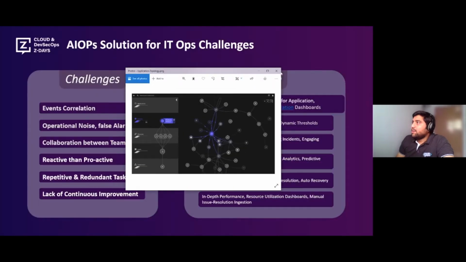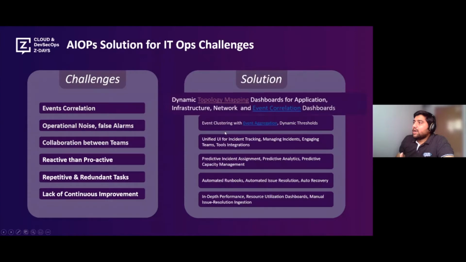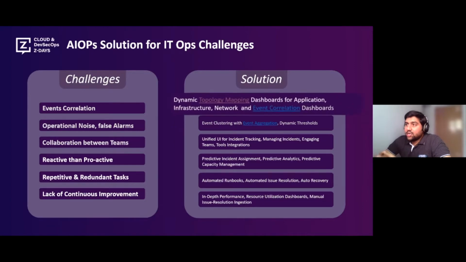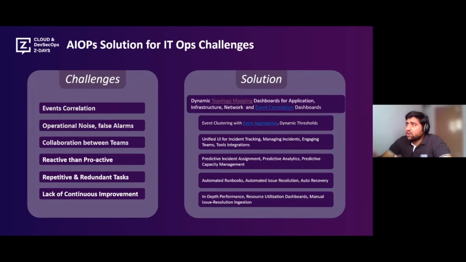And when we click on the component, it will show the relationship data, right? What are the infrastructure components related to that component, and what are the networks related to that component? So we can have this dynamic diagram instead of a static topology mapping diagram, which would be possible with AIOps, and also have the event correlation dashboards.